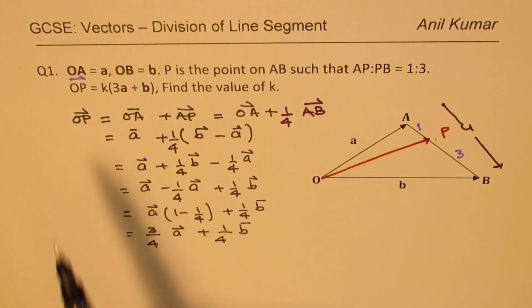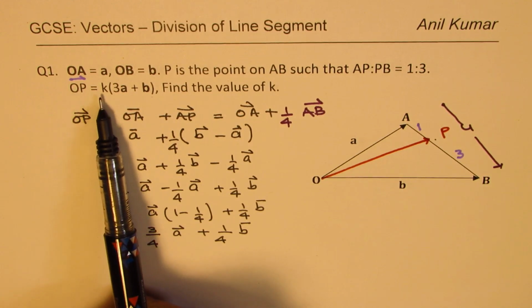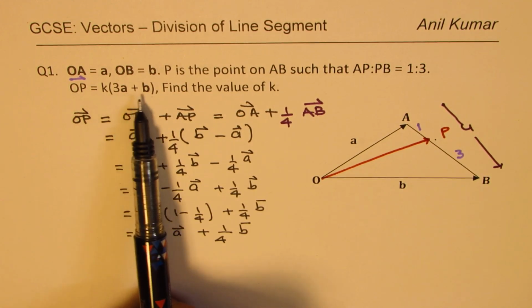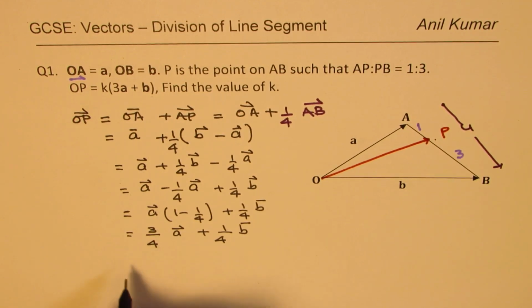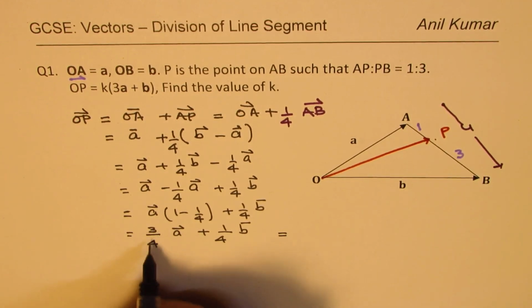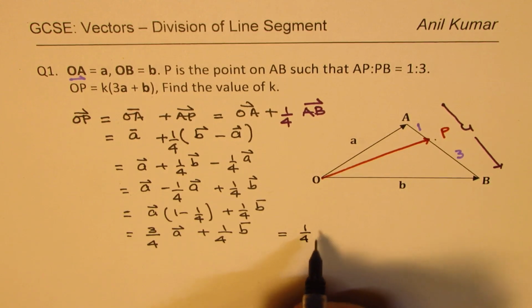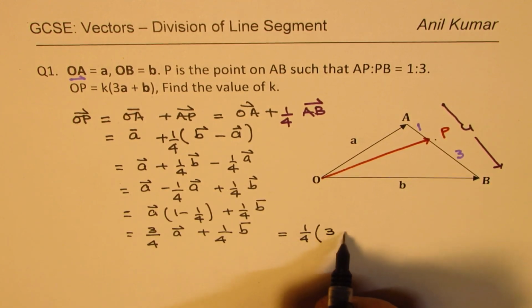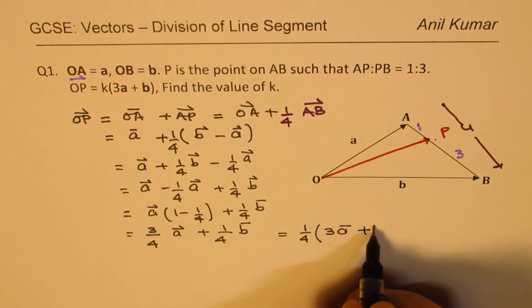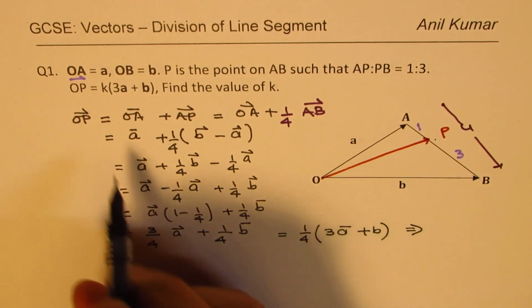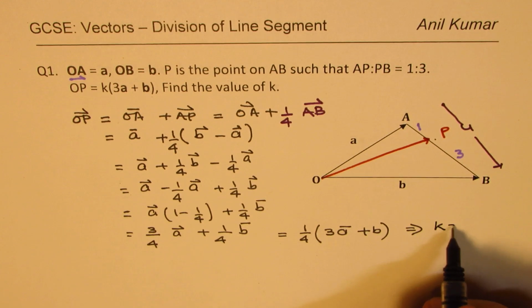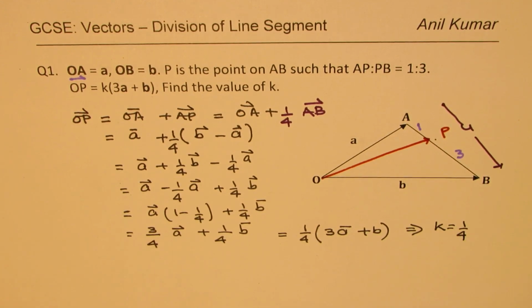The question here was that vector OP is given to you as K times (3A plus B). Now what should be the value of K? From here we can take 1/4 common. So what we get here is 3A plus B. Now if you compare, clearly the value of K is equal to 1/4. Is that clear to you? So that is how we are going to solve this question.